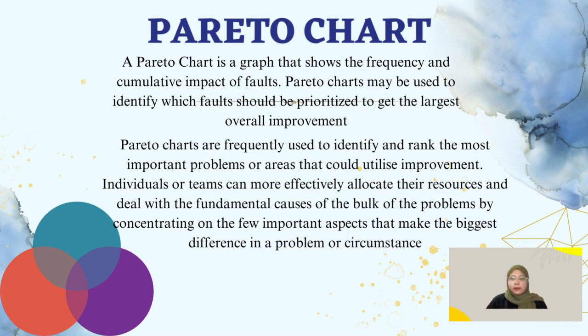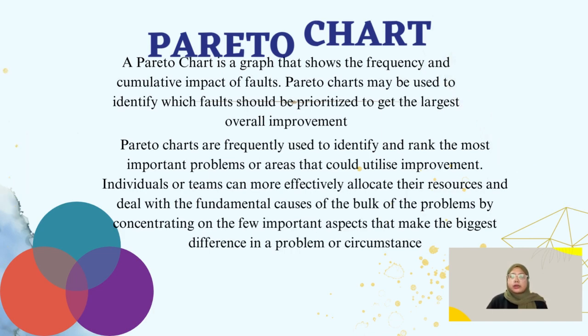So today I'm going to talk about the Pareto chart. What is a Pareto chart? A Pareto chart is a graph that shows the frequency and cumulative impact of faults. Pareto charts may be used to identify which fault should be prioritized to get the largest overall improvement. Pareto charts are also frequently used to identify and rank the most important problems or areas that could use improvement. Individuals or teams can more effectively allocate their resources and deal with the fundamental causes of the bulk of the problems by concentrating on the few important aspects that make the biggest difference in a problem or circumstance.